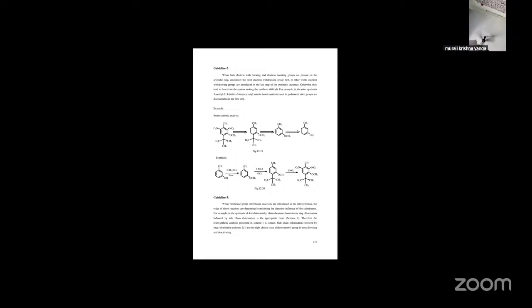For example, in the synthesis of 4-trichloromethyl chlorobenzene from toluene, ring chlorination followed by side chain chlorination is the appropriate order. Therefore, the retrosynthetic analysis presented in the scheme is correct. Side chain chlorination followed by ring chlorination, scheme 2, is not a right choice since the trichloromethyl group is meta directing and deactivating.